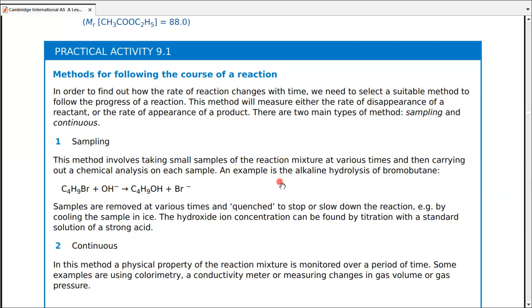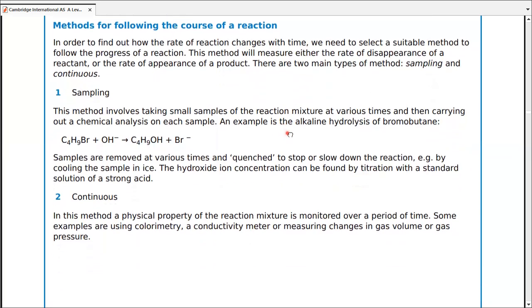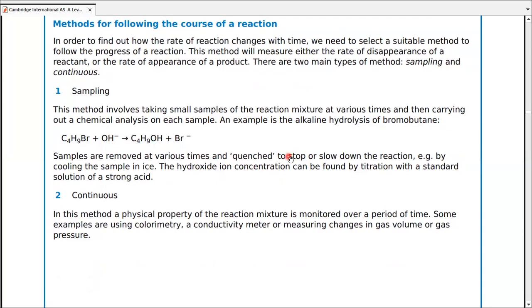There are two main types of methods, sampling and continuous. Sampling means any method that takes out samples or discusses the effects in samples. That of course happens in batches. I hope when I use the word batches, you understand what that means, right?